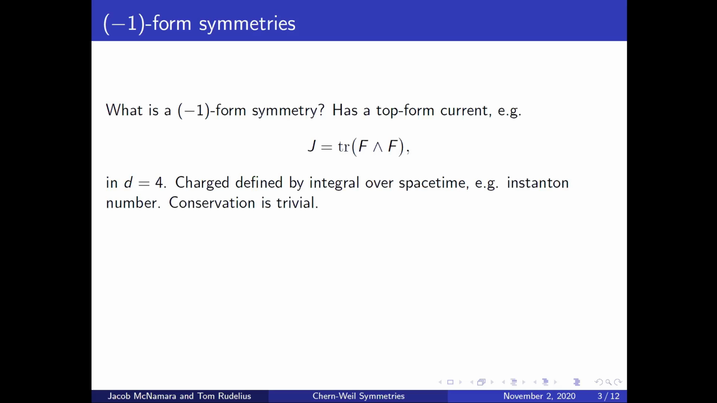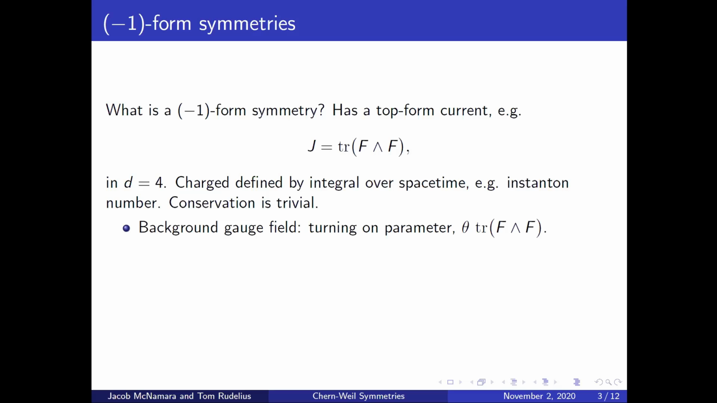And I want to point out that the conservation of this current is actually trivial because it's a top form. And so d of it would be a 5-form in 4 dimensions. And so it's trivially conserved. This is part of why the notion of -1 form symmetry is a little bit less well defined than other symmetries, but it still seems like there's some sense in which it's a meaningful thing to discuss.